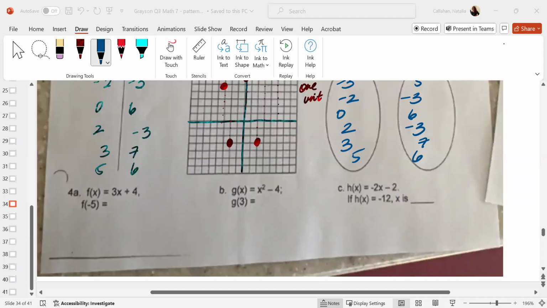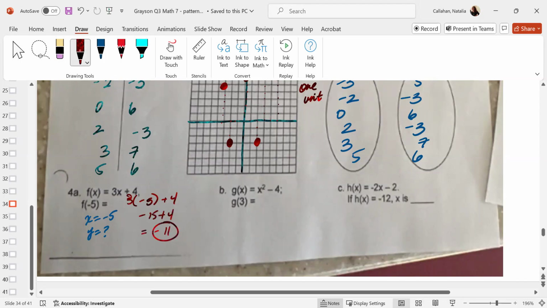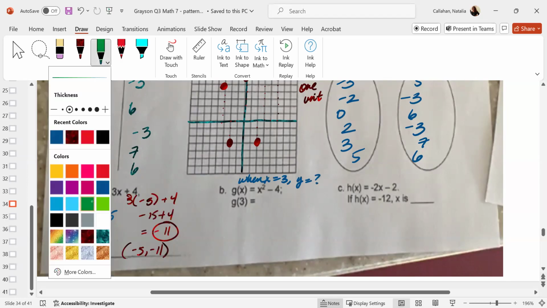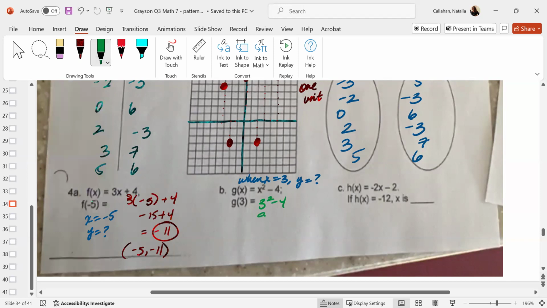So for this one, when x is -5, what is y, is what it's asking. F of -5 is 3 times -5 plus 4, which is -15 plus 4, which is -11. That's your answer. So your first answer is -5, comma, -11. Your second answer, it's saying when x is 3, what is the y value? So then we have 3 squared minus 4, which is 9 minus 4, which is 5. The second one is 3, comma, 5.